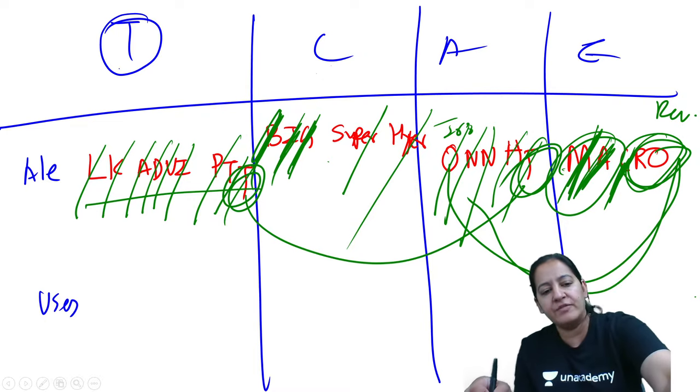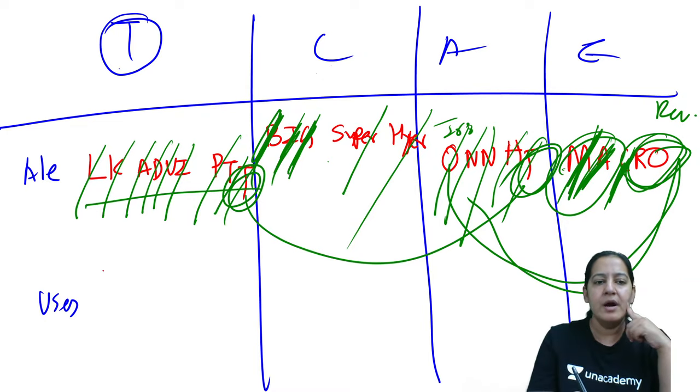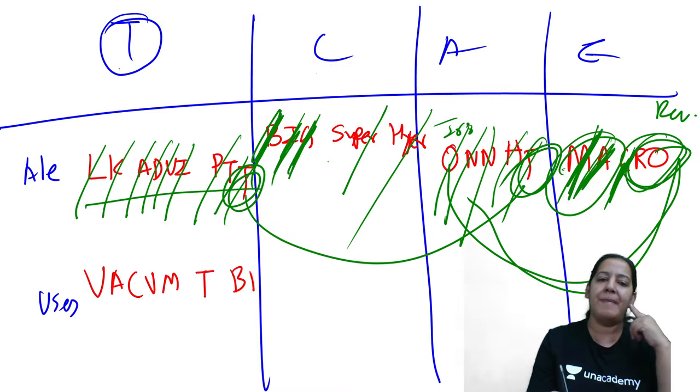Can you tell me the full form of the uses also? The mnemonics of the uses also. In the tetracycline, the mnemonic was vacuum the BR, bathroom.